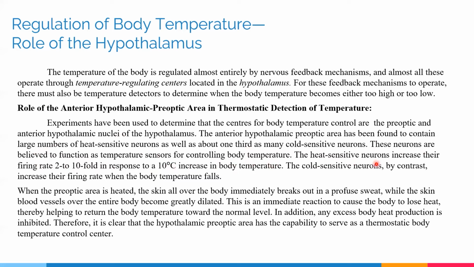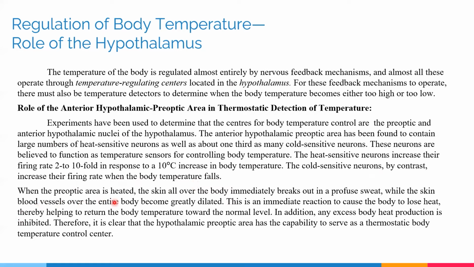The heat sensitive neurons increase their firing rate 2 to 10-fold in response to a 10-degree rise in temperature. The cold sensitive neurons, by contrast, increase their firing rate when the body temperature falls. And thus, the relative rate of firing of these neurons is what effectively indicates the rise or fall in temperature in our body.